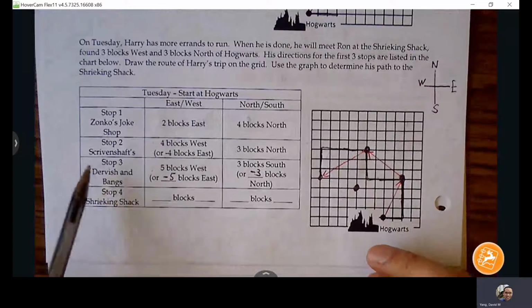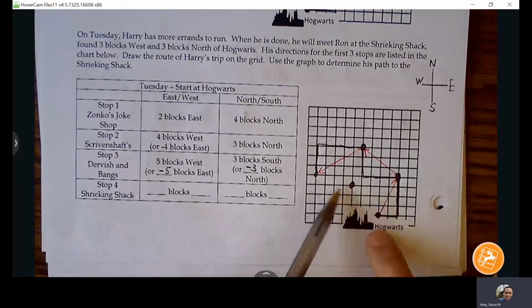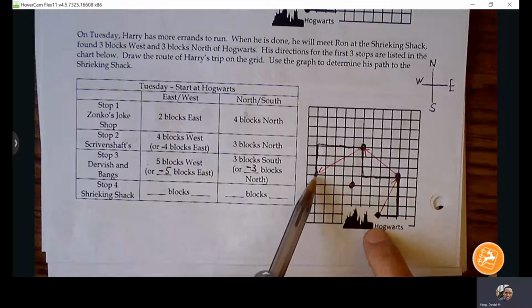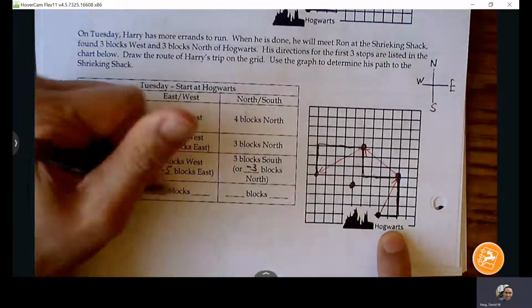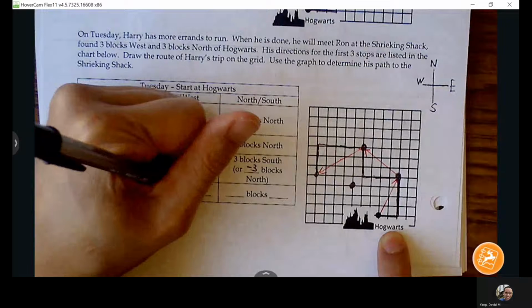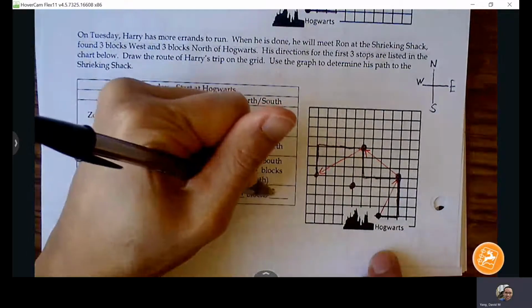So then from stop 3 to stop 4, we have to figure out what it will take to get to that final destination, right? So we're going to go 4 blocks east, and then 1 block south.